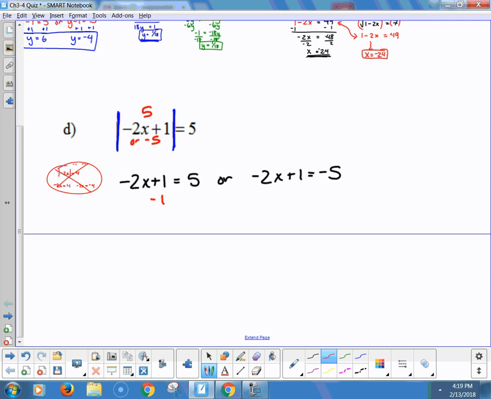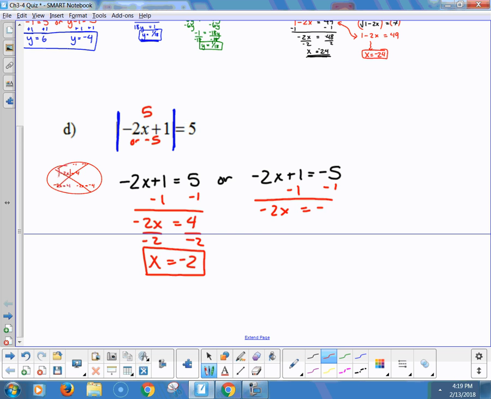And then we can solve them. I subtract 1, I get negative 2x could equal 4. Dividing by negative 2, I get x could be negative 2, apparently. We'll check that in a second to make sure it works. Here, if I subtract 1, I get negative 2x equals negative 6, in which case x equals, divided by negative 2, x equals positive 3. We'll check that and make sure it works.